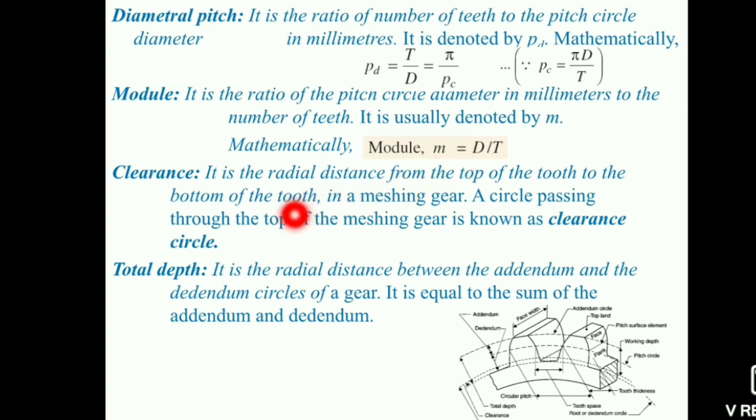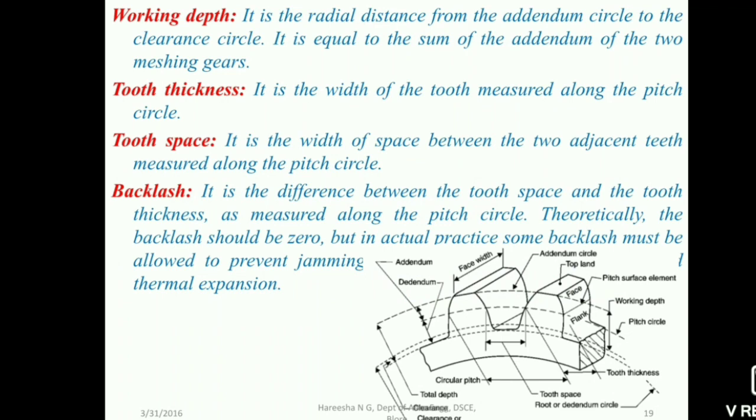Then clearance, I already told you what clearance is. When two gears mesh with each other, there is a space between the addendum of one gear and the dedendum of another gear. That is what you mean by clearance. I will again explain clearance if you want when I draw a diagram in the book. Then you have total depth for each tooth. Then working depth, tooth thickness, tooth space, everything we have explained. You can just go through it.